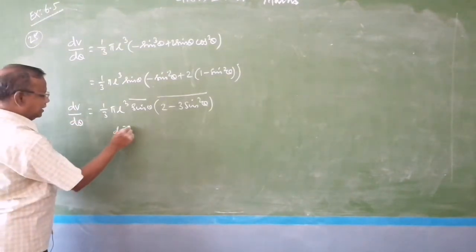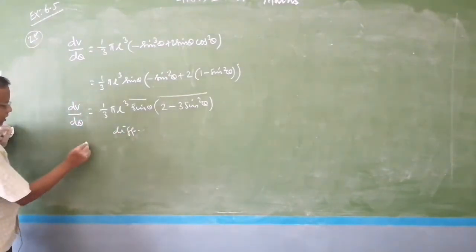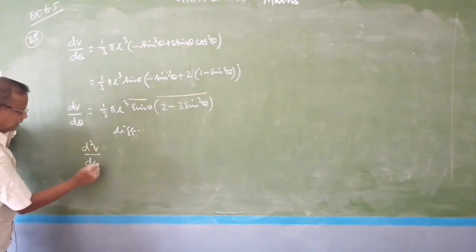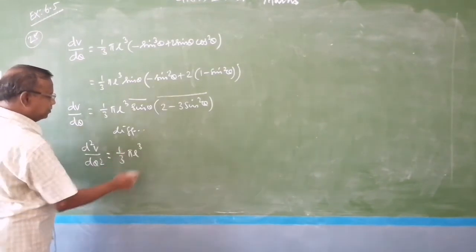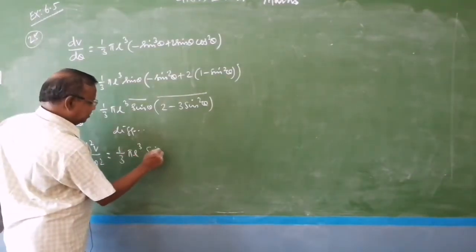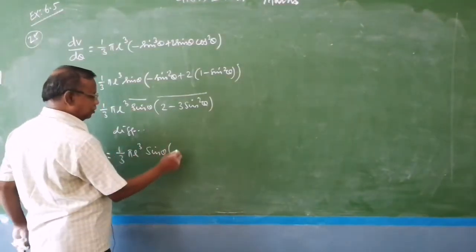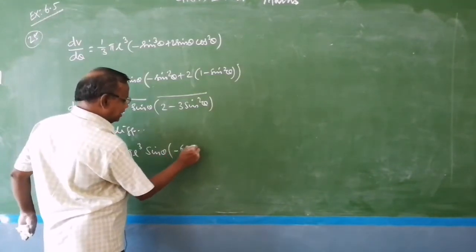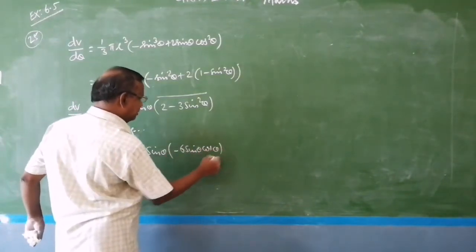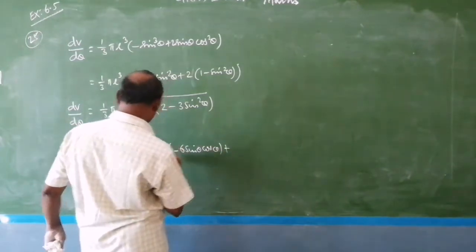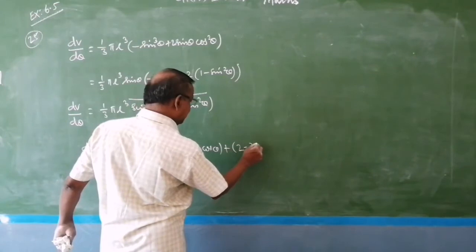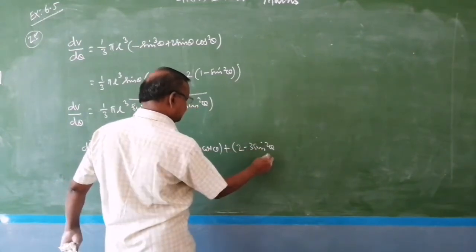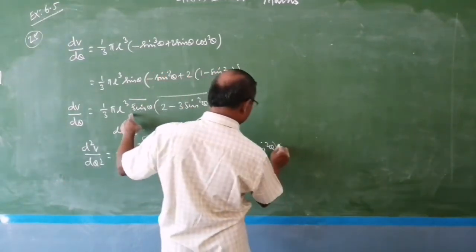Now, differentiating, we have d square V by d theta square equal to 1 by 3 pi l cube. Keeping sin theta, we have 0 minus 6 sin theta cos theta, plus 2 minus 3 sin square theta into cos theta.